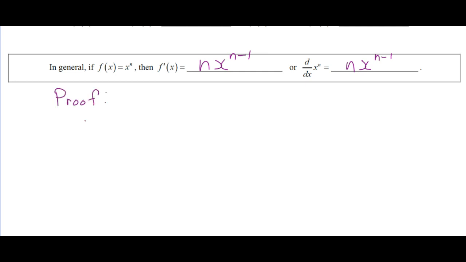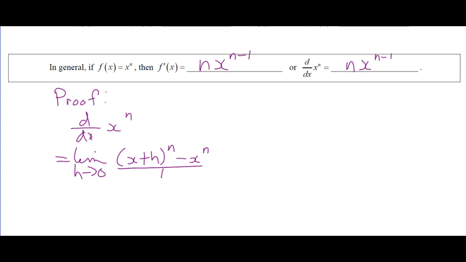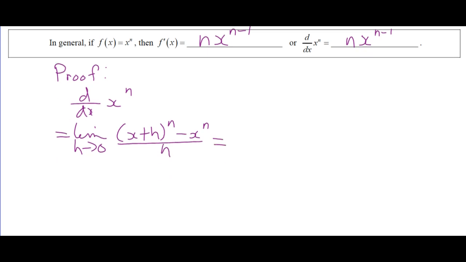So proof. So let's say we're doing d by dx of x to the n, which is the limit as h approaches 0 of x plus h to the n minus x to the n over h. And I'll go across because I'm running out of room. So x plus h to the n, well, we can use the binomial theorem to expand that, right? So what's it going to be? N choose, what do we count up? Yeah, so it's n choose 0, x to the n, plus n choose 1, x to the n minus 1, h, plus n choose 2.